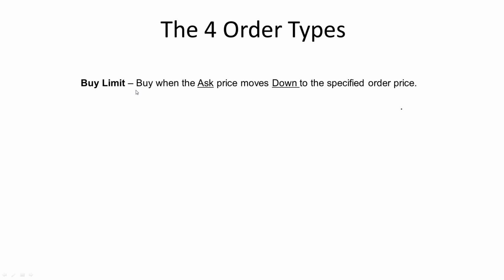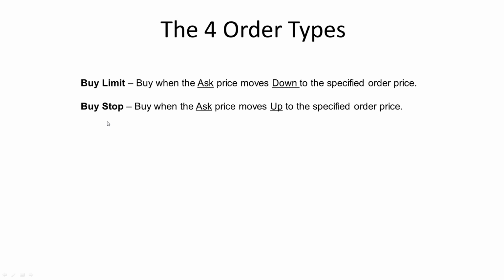So a buy limit means you're buying at a better price. You want to buy at a better price, so you're going to buy when the ask price moves down to the specified order price. Okay, you're buying at a better price when it moves down. A buy stop is where you buy when the ask price moves up to the specified order price on your pending order, telling the market you want to buy at a worse price, and those are typically used for breakout trades. When the market's moving up through a resistance level, you would use a buy stop order to enter that price.